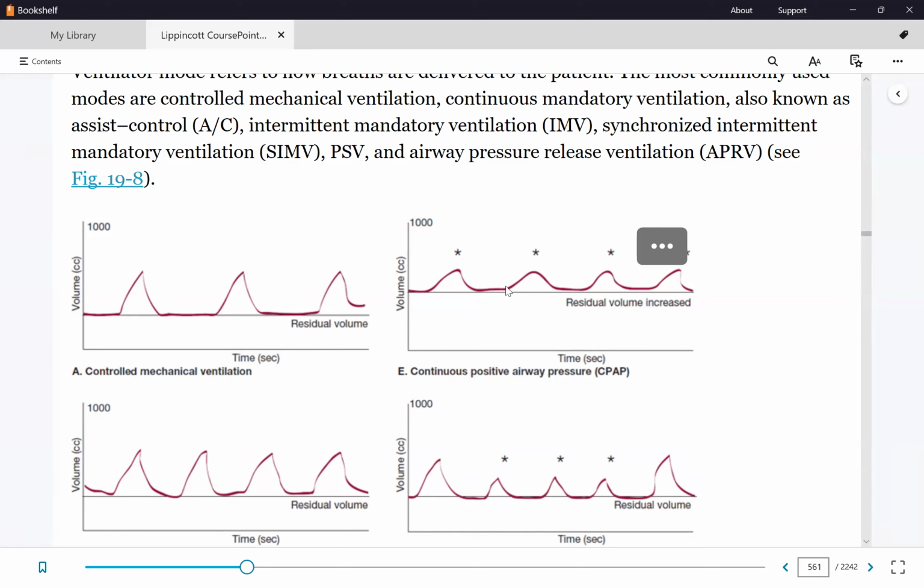Why is this necessary? Because we're using high FiO2 here, correct? Meaning, is there a risk of absorptive atelectasis? What does that mean? What is atelectasis? Lung collapse. Now, why do the alveoli collapse? Okay, so imagine when you take in a breath right now, it's 21% FiO2.